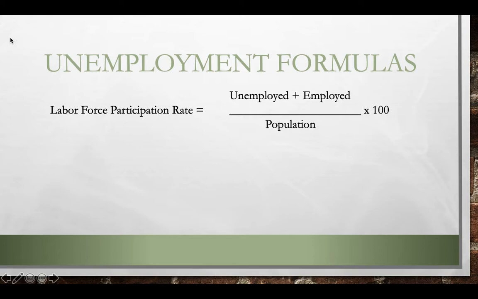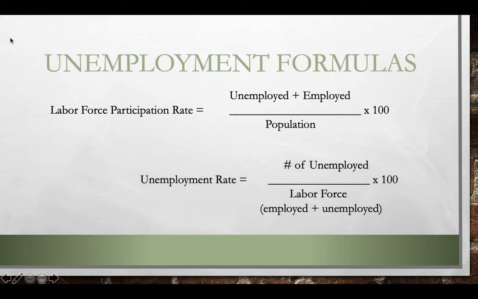So here are the two main formulas that you need to know. The labor force participation rate is the unemployed and the employed over the population. Okay? And we include the population as anyone 16 and over, not institutionalized, meaning they're not in jail, they're not in mental institutions, and so on. And then we have the unemployment rate, which is the number of unemployed over the labor force, okay, which is the employed plus the unemployed. You must know these formulas. We'll practice with them tomorrow.